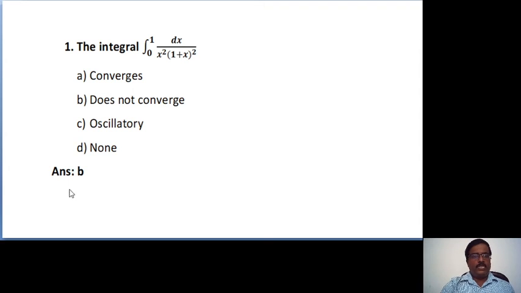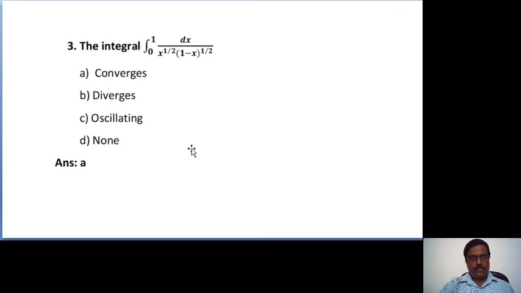Here the answer is b, that means it does not converge. Okay, so try to solve this one. Similarly, we have another problem: the integral from 0 to 1 of dx divided by x raised to 1 by 2 into 1 minus x whole raised to 1 by 2. Is it convergent, divergent, oscillatory, or none? Here the answer is A, which means it should converge.